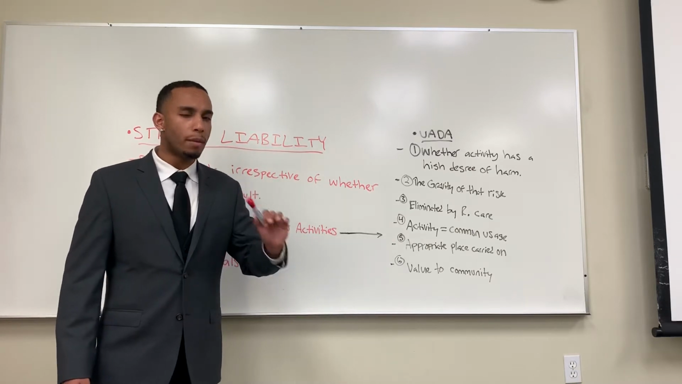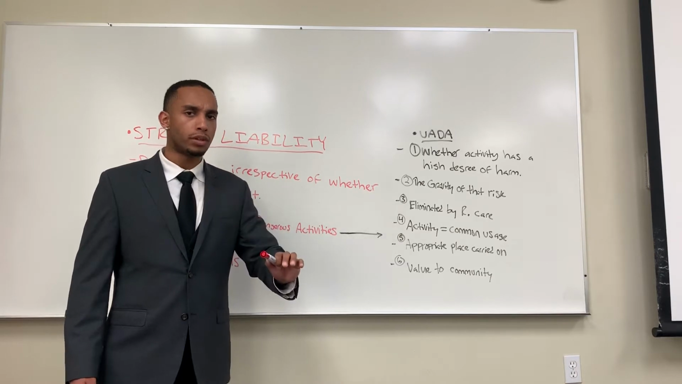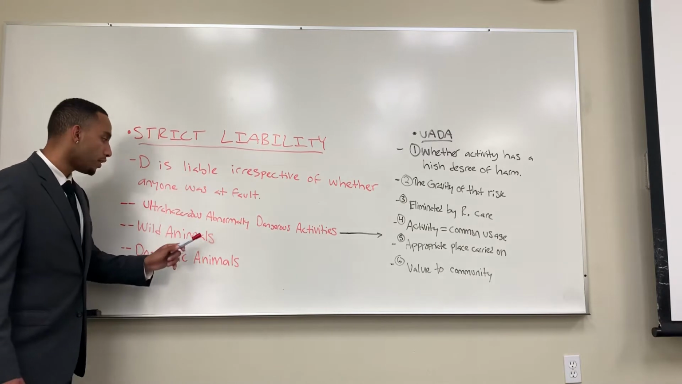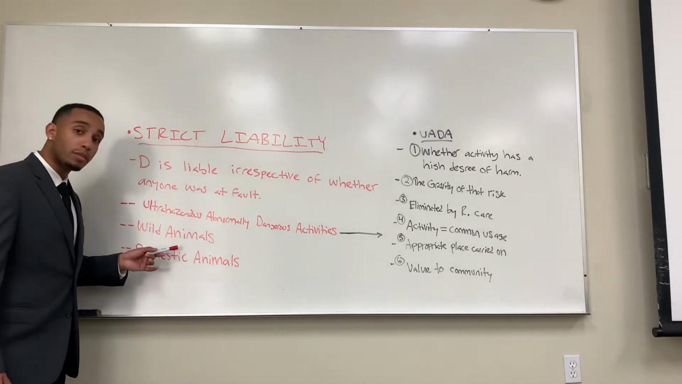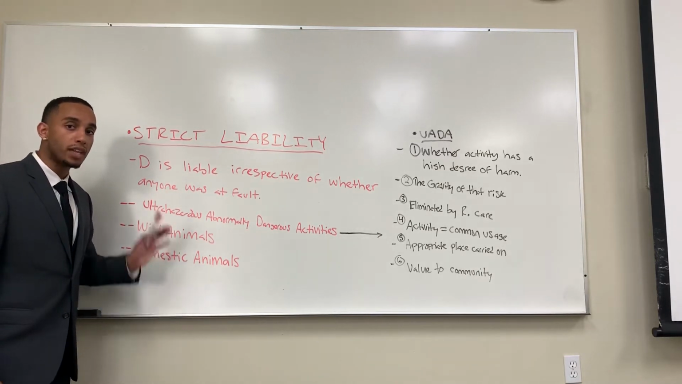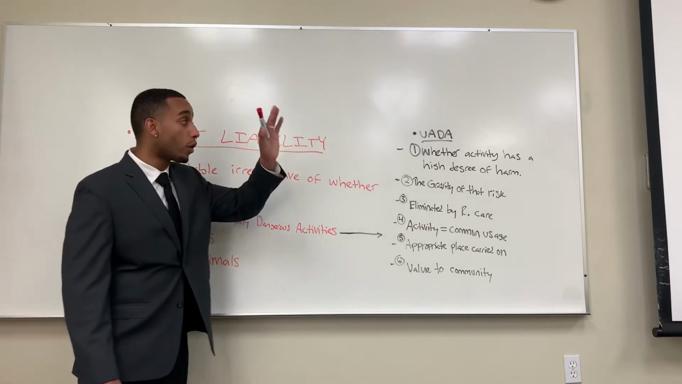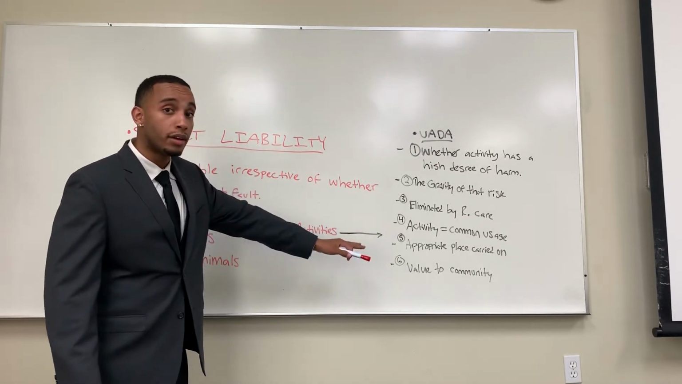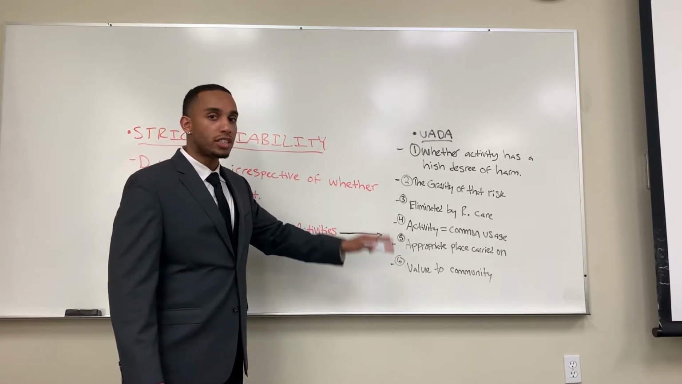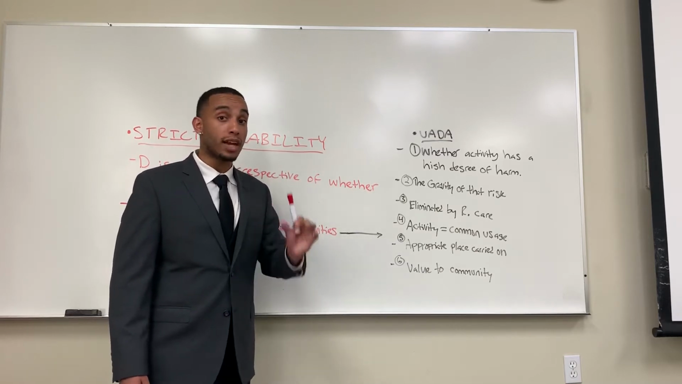Let's get into examples of strict liability within this tort. We have ultra-hazardous, abnormally dangerous activities, and also wild animals and domestic animals. Let's talk about ultra-hazardous, abnormally dangerous activities first, because it has 6 characteristics that I wrote over here in black, so we can understand what actually constitutes an ultra-hazardous, abnormally dangerous activity.